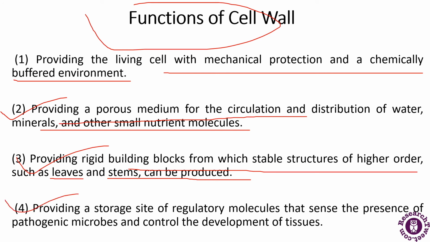It also provides a storage site for regulatory molecules that sense the presence of pathogenic microbes and control the development of the tissue. The important main functions are: it provides definite shape, strength and rigidity; it provides protection against mechanical stress and physical shocks; it helps prevent water loss from the cell; it is responsible for transporting substances between and across cells; and last but not least, it acts as a barrier between the interior cellular components and the external environment. All these form the functions of the cell wall.